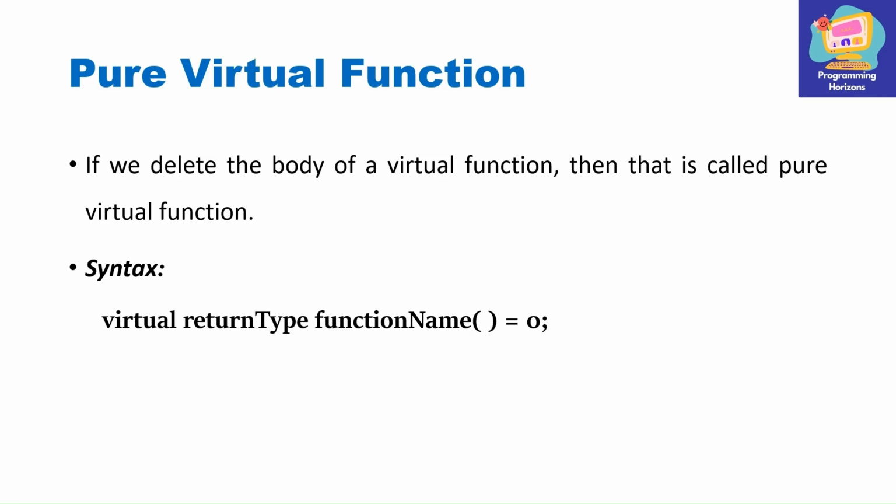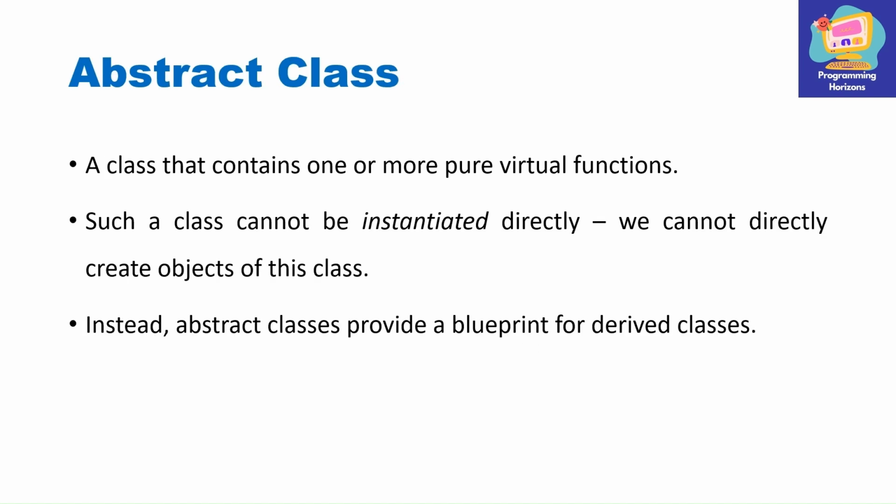If we delete the body of a virtual function, then it becomes a pure virtual function. The syntax of a pure virtual function is like this. First we mention the keyword virtual, followed by the return type of the function, followed by the function name, and then we assign it the value 0. Pure virtual functions are meant to be redefined in the derived classes. If a class contains one or more pure virtual functions, then it becomes an abstract class. Such a class is not meant for creating objects. Rather, it acts as a blueprint for the derived classes.